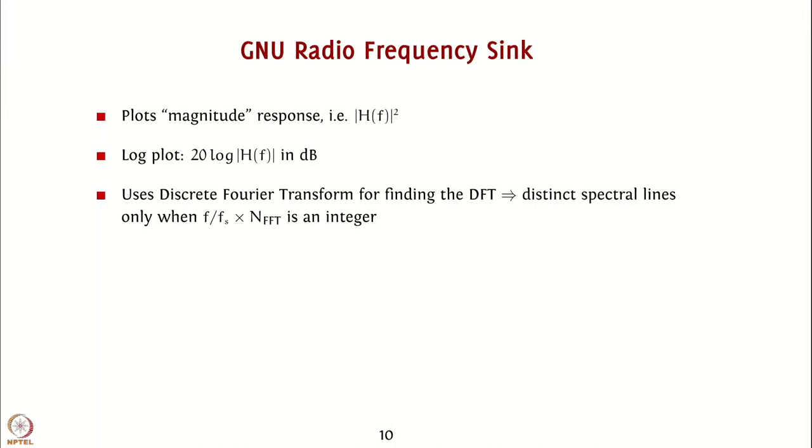In addition, you got two sticks for 1000 Hz, but you will not get sticks for all frequencies. The reason is because, much like any other computational way of finding the frequency, the GNU Radio frequency sync uses the discrete Fourier transform for finding the DFT. Therefore, you will get distinct spectral lines only when f upon fs times nfft is an integer. For example, if you choose 1000 Hz and the sampling rate is 32,000, 1000 upon 32,000 multiplied by 1024 is an integer.